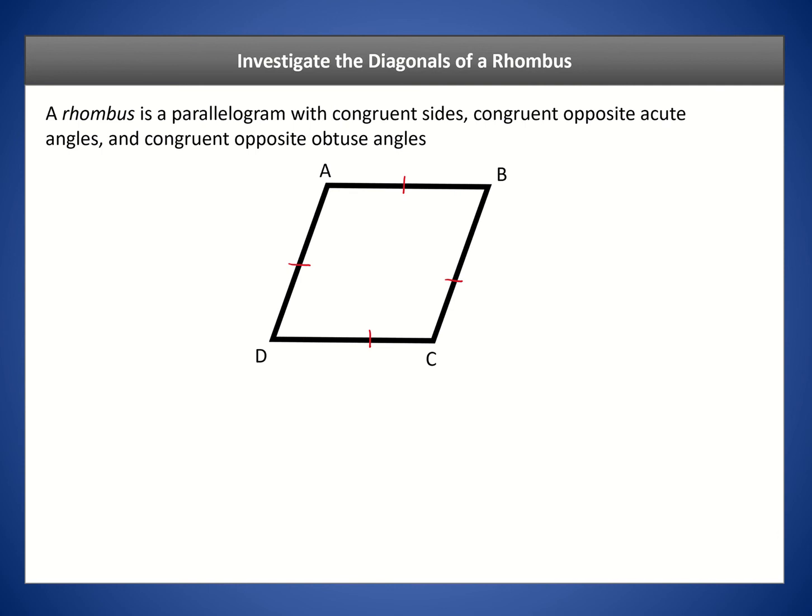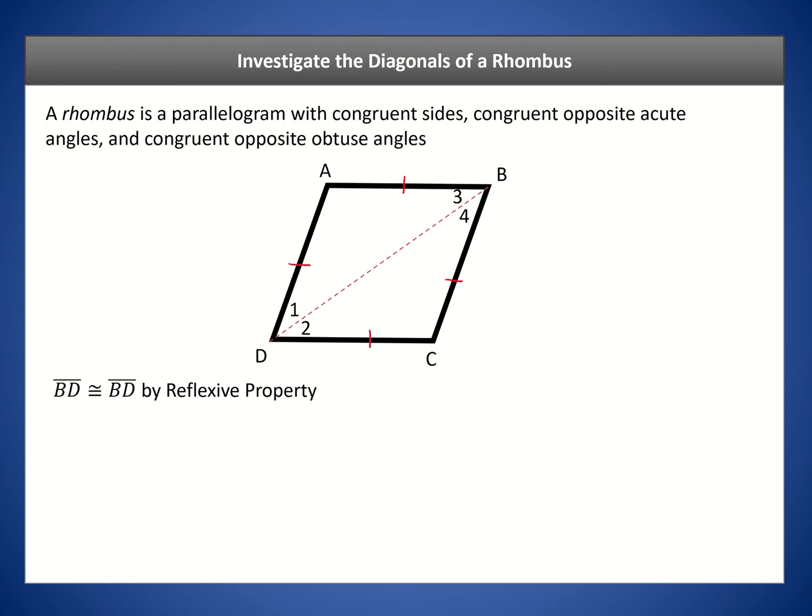All right, so let's call this rhombus ABCD, and let's investigate a property of the rhombus as it relates to its diagonals. Let's draw a diagonal BD here and label the angles 1, 2, 3, and 4 that are made. What we want to do is investigate whether 1 and 2 and 3 and 4 are congruent to each other. So we're going to go about proving that 1 and 2 are congruent and 3 and 4 are congruent.